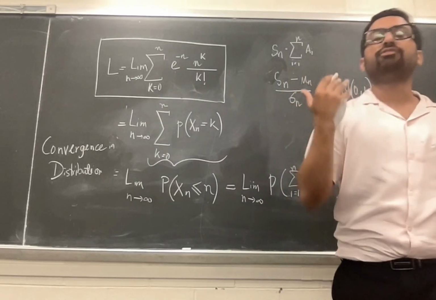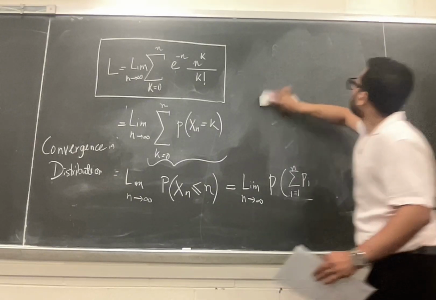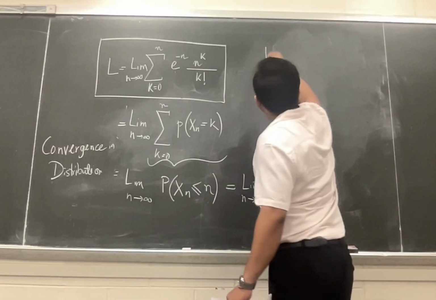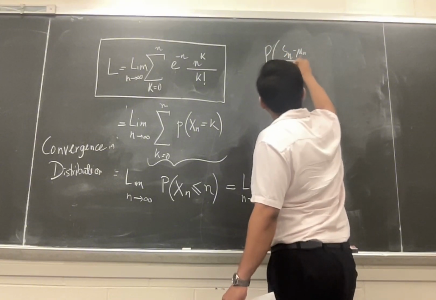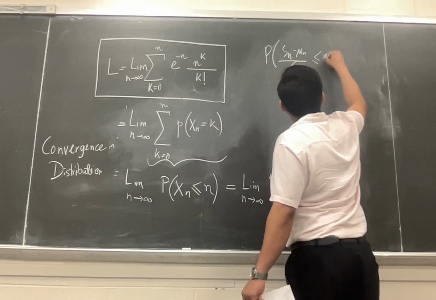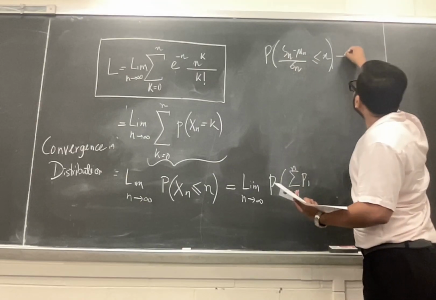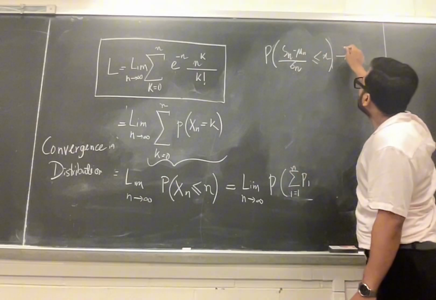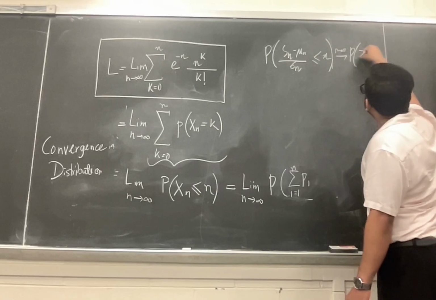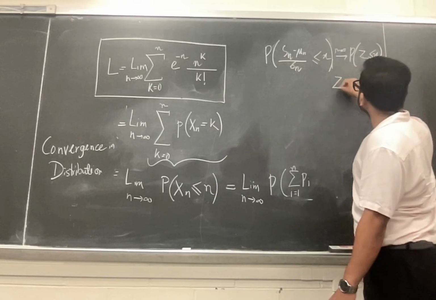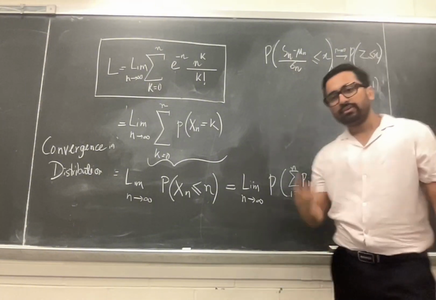We have to write down the CDF form of convergence in distribution. The CDF form means the probability that Sn minus mu n, divided by sigma n, is less than or equal to x, as n tends to infinity, converges to the probability that Z is less than or equal to x, where Z is a normal distribution. So this is the definition of the central limit theorem.